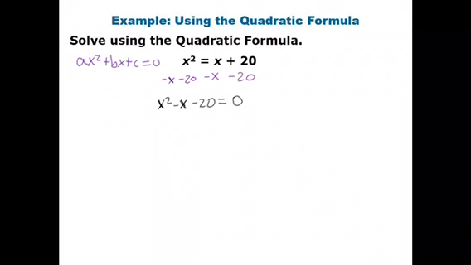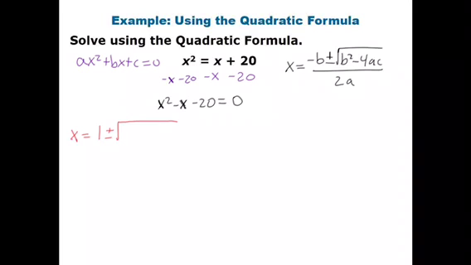So we should recognize that our a value is 1, b is negative 1, and c is negative 20. And we want to plug all of this into the quadratic formula. And remember, x equals negative b plus or minus the square root of b squared minus 4 times a times c, all over 2a. Well, if we start plugging in the values, we get x equals, well, a negative b would be a positive 1 in this case, because it's the opposite of the negative 1, plus or minus the square root of negative 1 squared minus 4 times 1 times negative 20, all over 2 times 1.